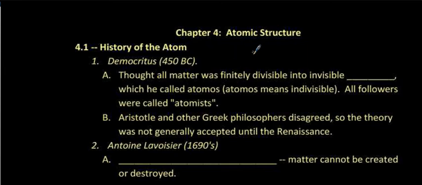The history of the atom starts way back with Democritus in 450 BC, who, against the thoughts of the prevailing philosopher Aristotle, thought that all matter was finitely divisible into invisible particles that he called atomos. And atomos is Greek for invisible. And all of his followers were called atomists. Now, Aristotle did not agree with this because Aristotle thought that all particles were infinitely divisible.